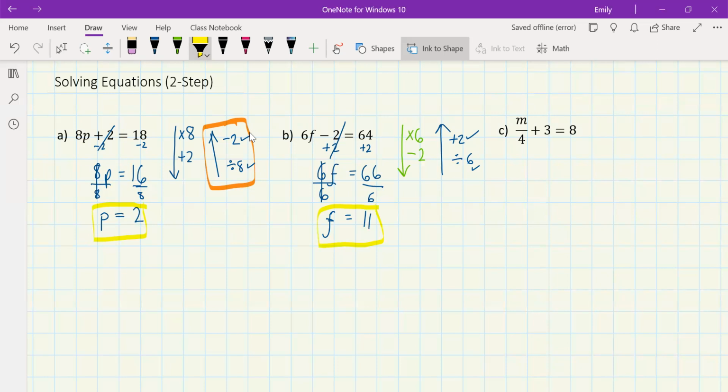And again, we can check it. We can go 6 up here. 6 times 11 is 66. Take away 2 gives me 64. We know that we've got the right answer.